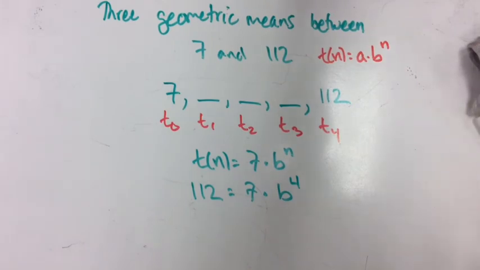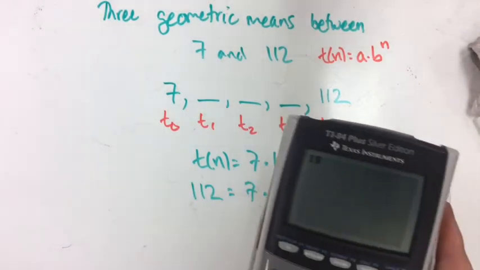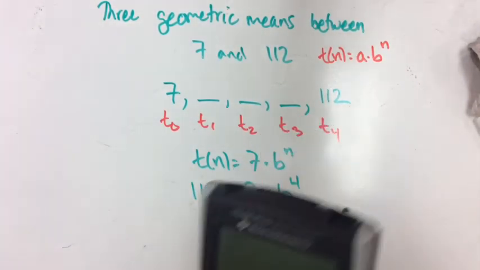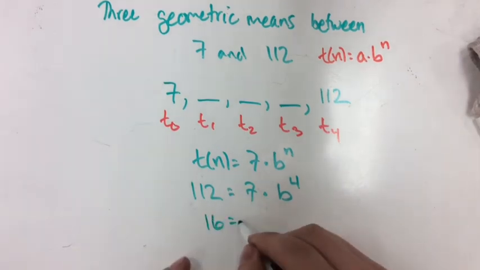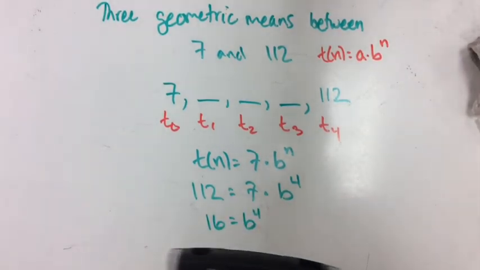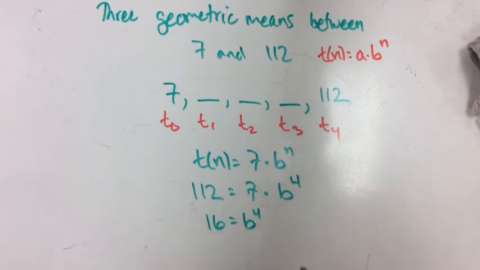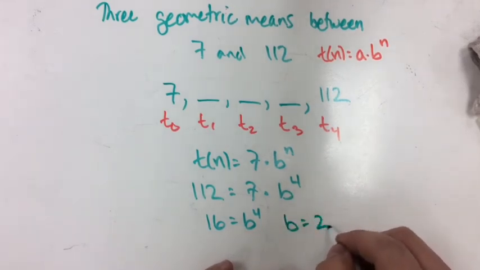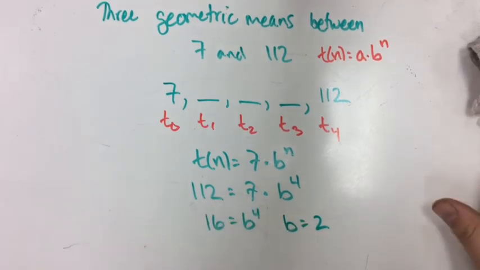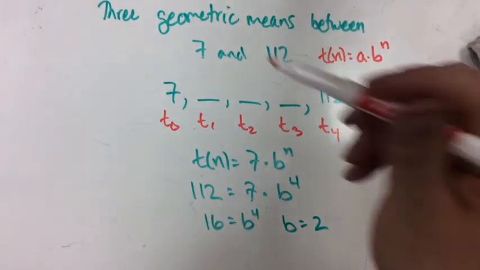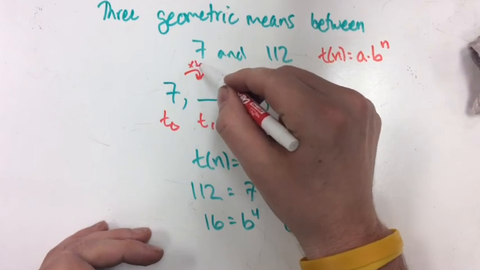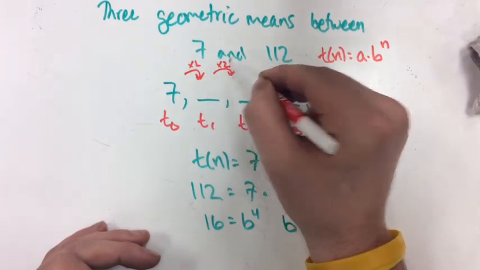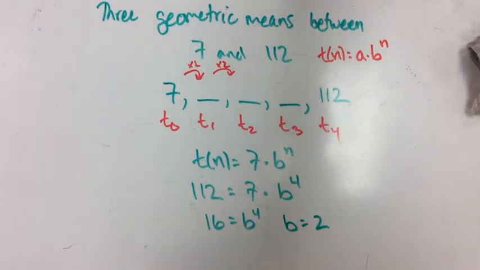Now I'm going to use my calculator to help me out. So 112 divided by 7 is 16, equals b to the 4th. The 4th root of 16 is actually 2, so b equals 2. So my multiplier here should be 2, so I should be multiplying by 2 all the way up until I get to 112. Let's see if it works.